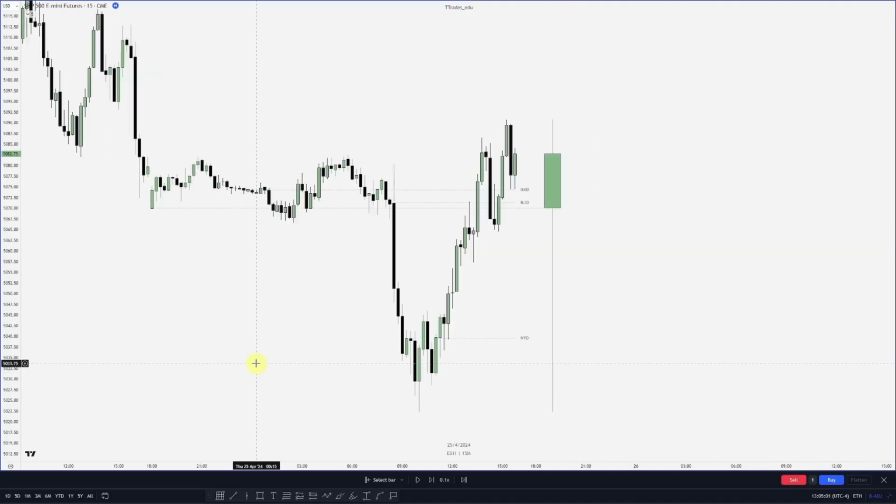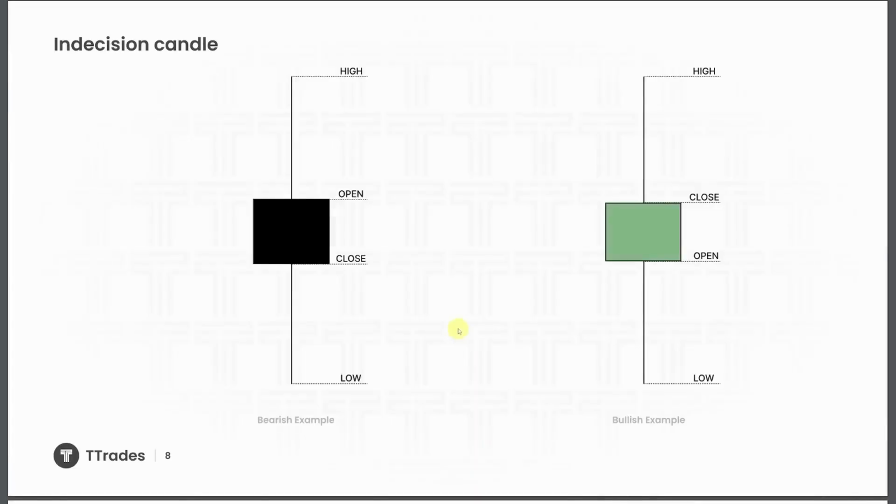So let's go back to the PDF and talk about the last candle type I look for. Now the last candle type I look for is an indecision candle. And what does that mean? It means that price opens, makes a high or a low, and then closes very close to the opening price. So you can see how we have a longer wick on each side, and the body is fairly small.